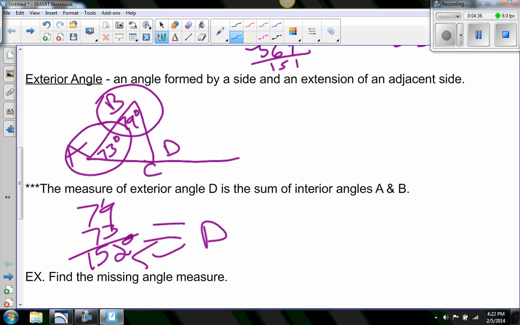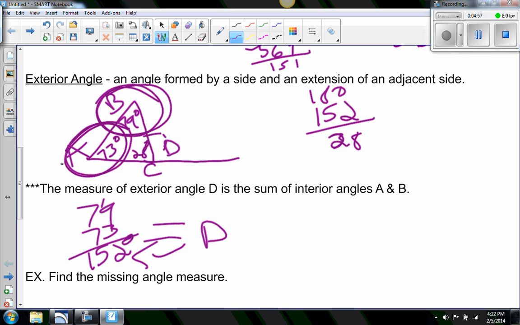The other way you could do it is, okay, these two add up to 152. So if I subtract that from 180, what am I going to get here? 28. So that would make this one 28. And supplementary to that would have to be 152. It's probably easier just to take this plus this.